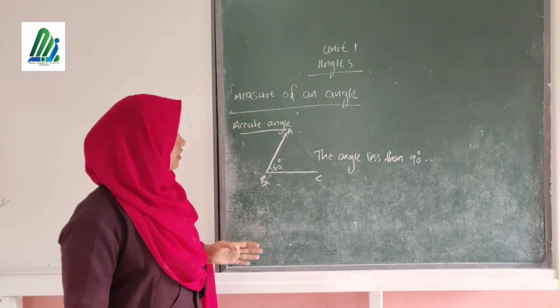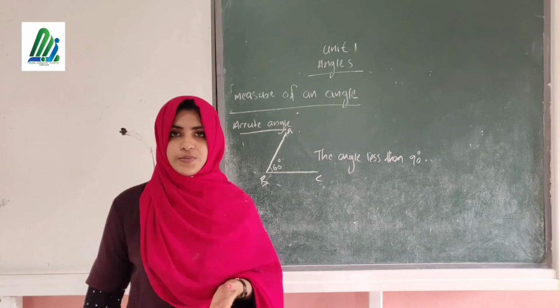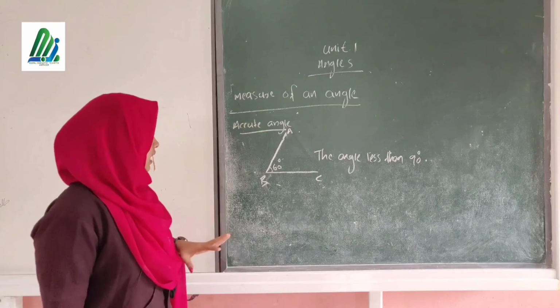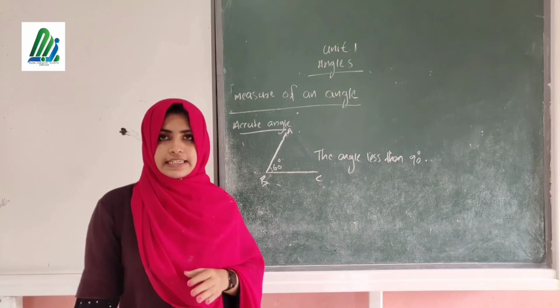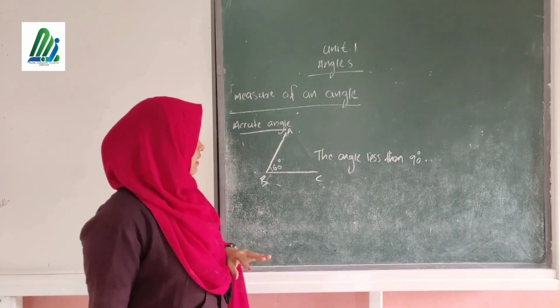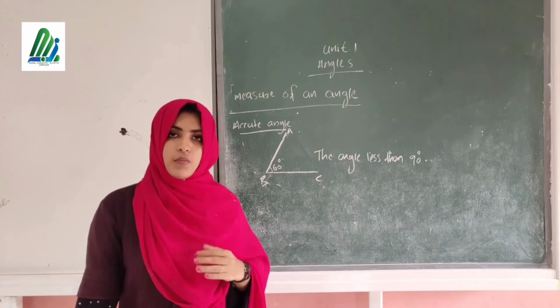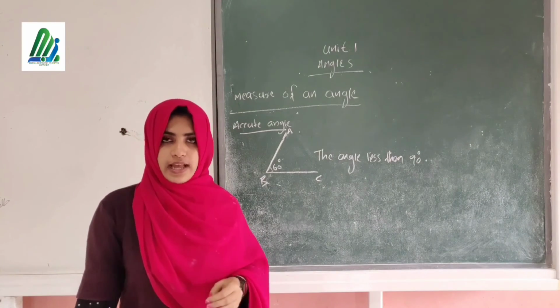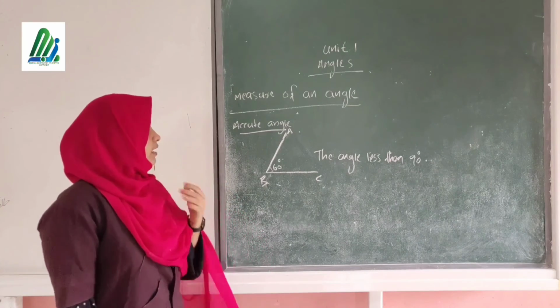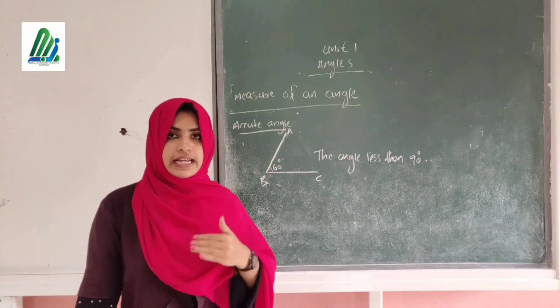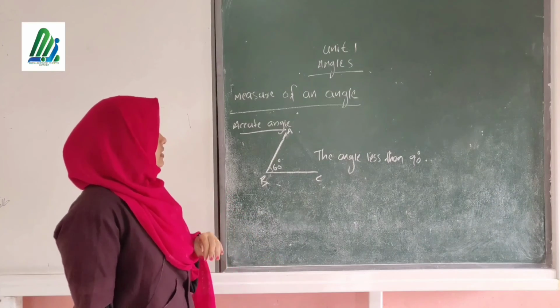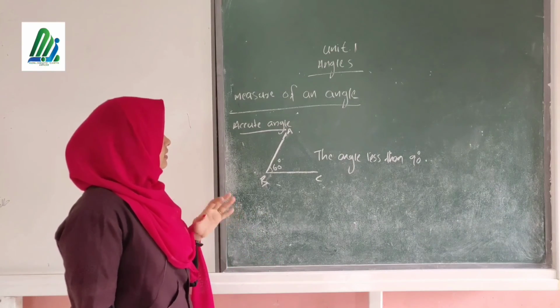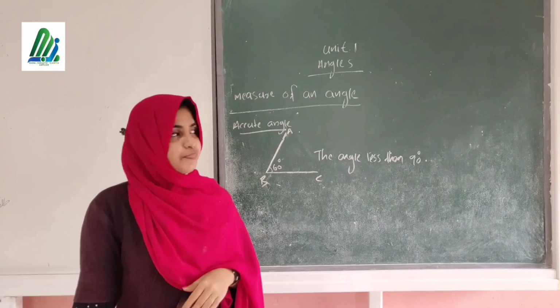So here we learned how to measure an angle and also three types of angles. The first one is a right angle: the angle with 90 degrees is called a right angle. The second, obtuse angle: the angle more than 90 degrees is called an obtuse angle. The last one is an acute angle: the angle less than 90 degrees. These are the things we discussed and learned in today's class.